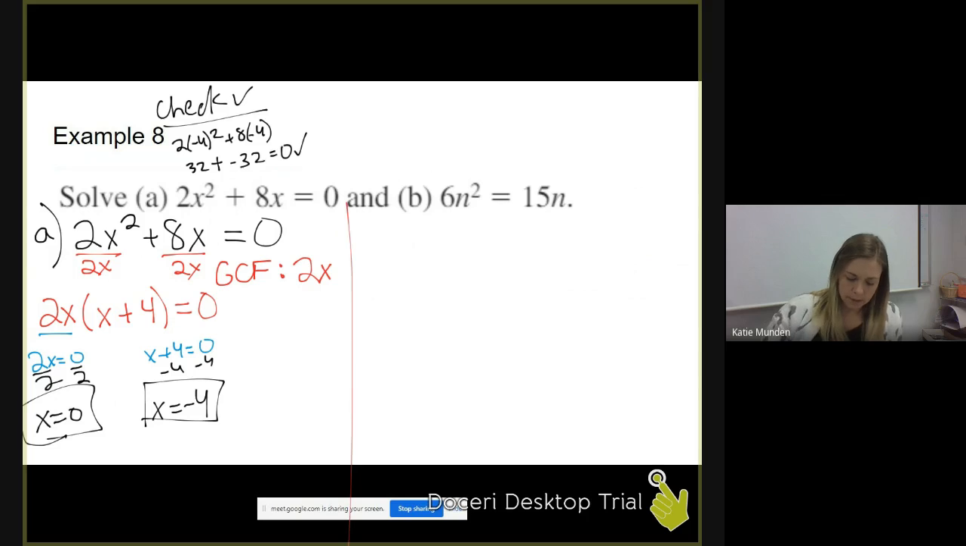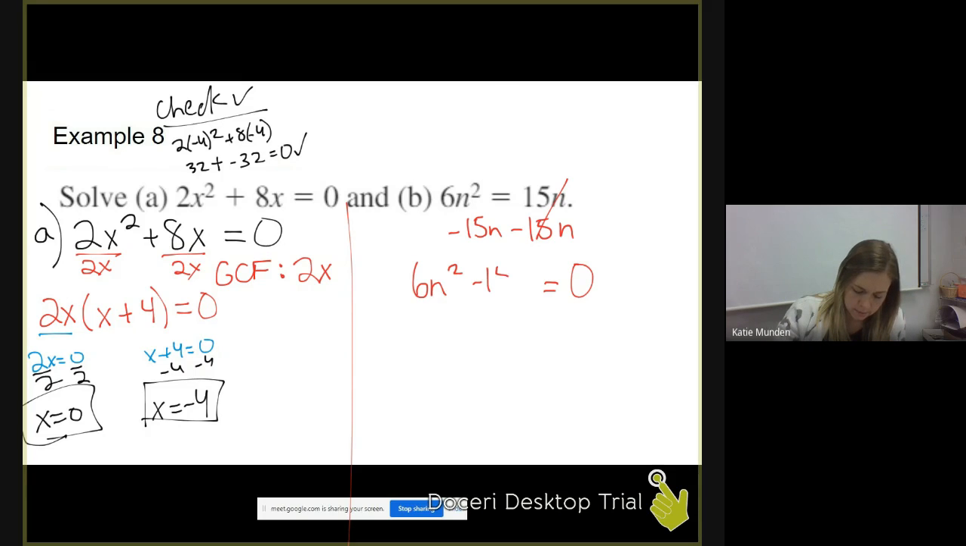Now, part B takes it a little further because I'm not equal to 0 right now. How can I make this equal to 0? What if I subtract 15n from both sides? Those would equal 0, right? And on my left-hand side, I would have 6n squared minus 15n.